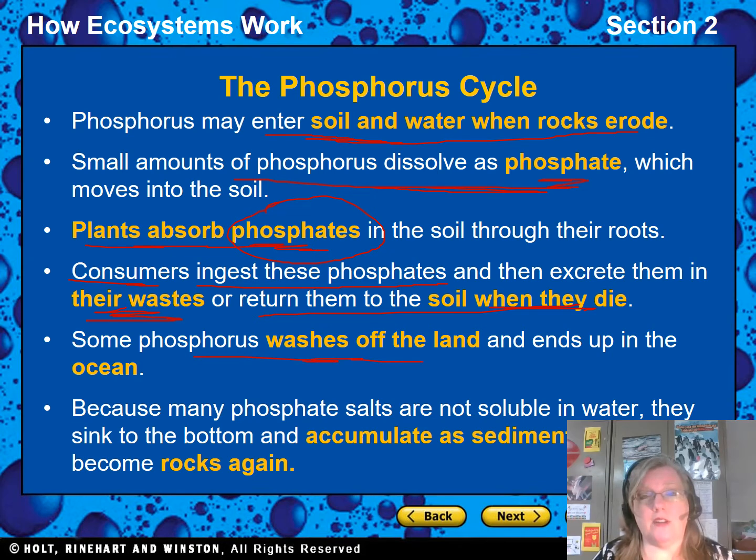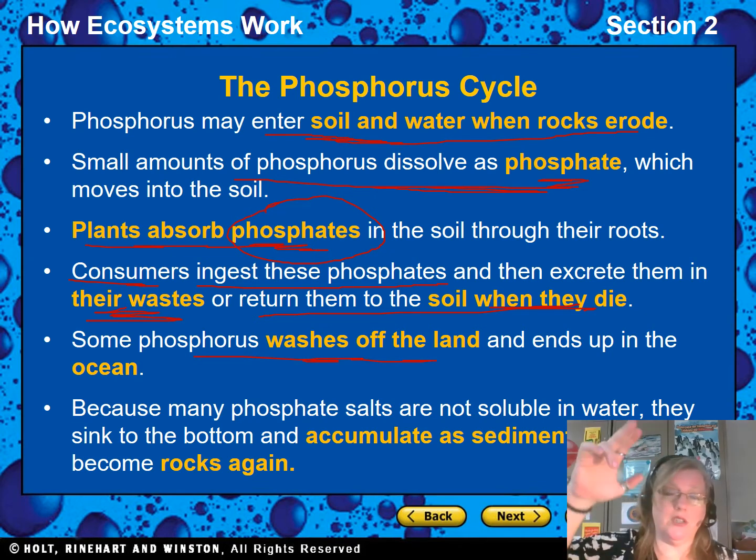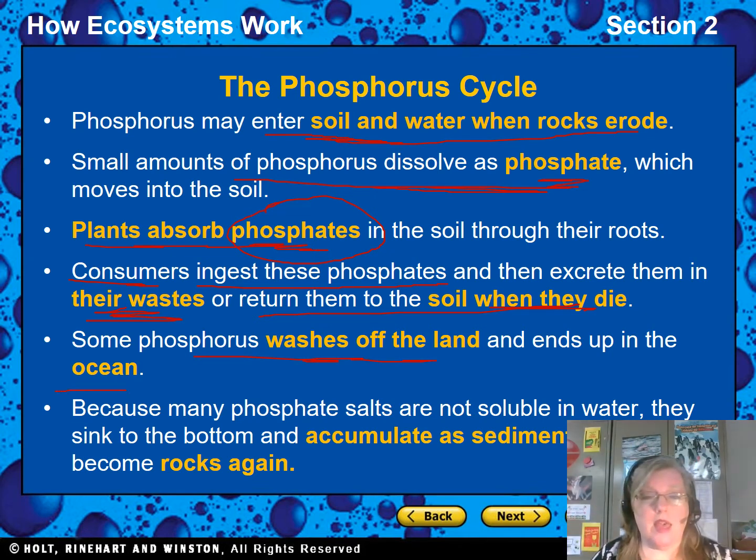Some of the phosphorus is going to wash off the land through the erosion, and it's going to end up in the ocean. And many of the phosphate salts are not soluble in water. Okay. Remember I said we started off with phosphorus and we turned it into phosphate. That means we did a chemical reaction on it. And a lot of these compounds are not water soluble, so they don't dissolve in water.